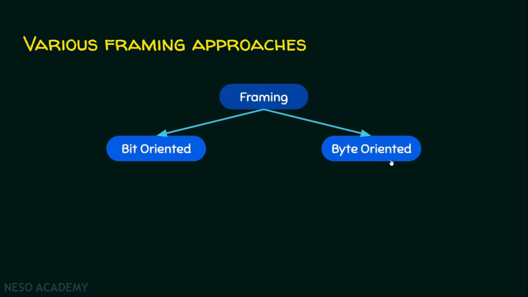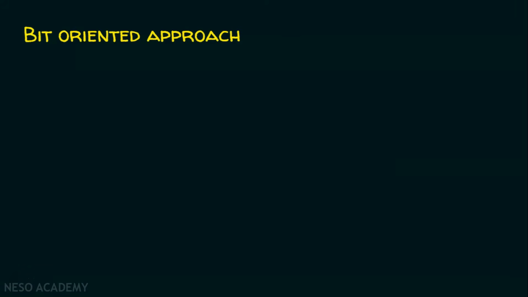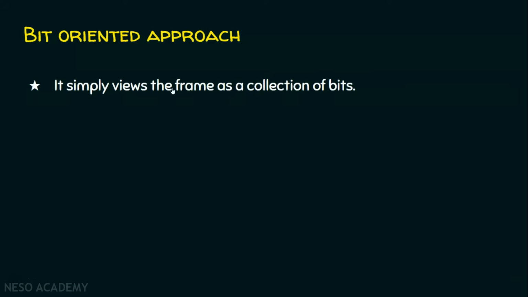We will see what is a bit-oriented approach now. In a bit-oriented approach, the name itself says that it is concerned with bits. So it simply views the frame as a collection of bits. When we say there are two nodes, these two nodes are obviously going to exchange the data, but here we are viewing the data exchange as bits.